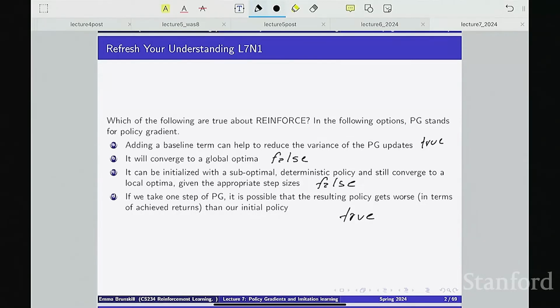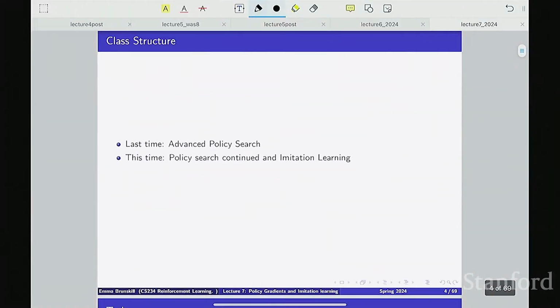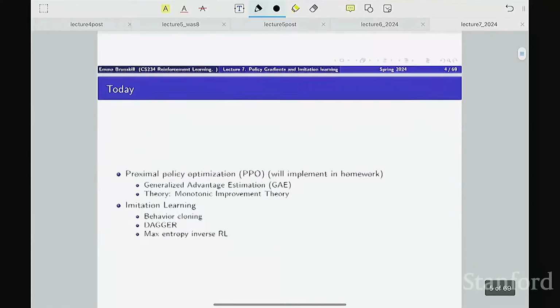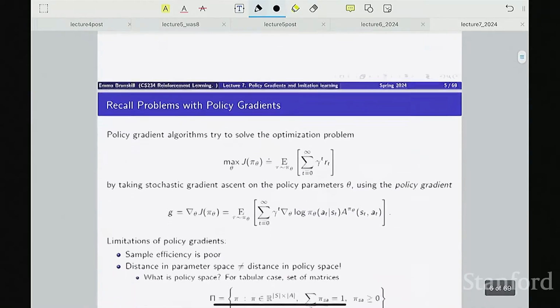Okay, great. So what we're going to be doing today is we're going to talk a little bit more about PPO and some of the theoretical underpinnings of it, as well as another feature about it that we didn't talk about last time. And then we're going to start talking about imitation learning. First, all of you are going to be implementing PPO as part of your homework, as well as REINFORCE, so you'll get a chance to practice with this. We're first going to talk about generalized advantage estimation.